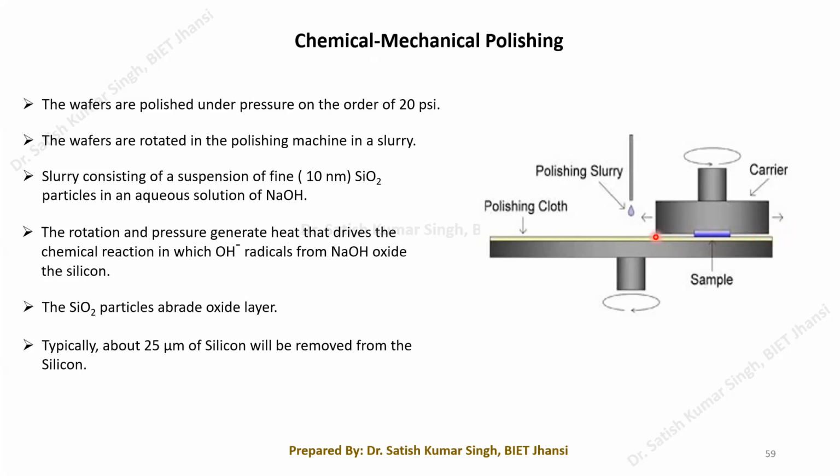After doing that, again 25 micrometers of the silicon will be removed, and then we get the final thickness of somewhere around 725 micrometers. This will be the final form of the wafers that we get, and they will have a mirror finish. You can say they are mirror-finished wafers.